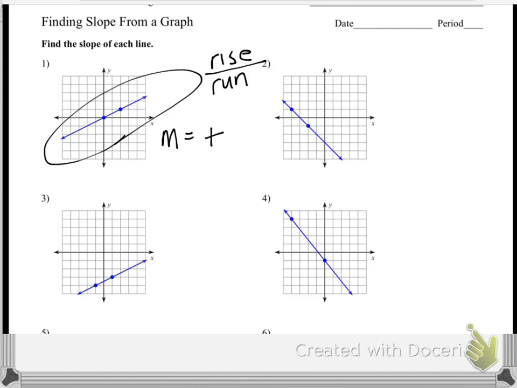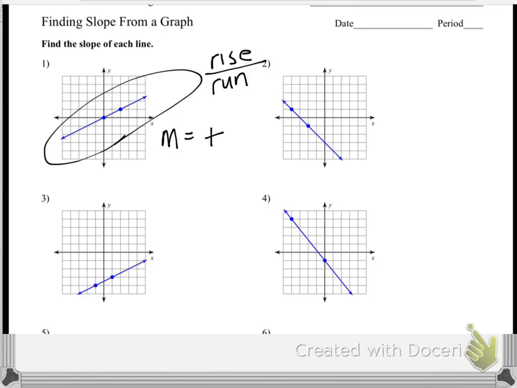So let's go from the bottom one to the top. What do I rise? What's my vertical movement to get level with that point? It's a movement of 1. I only have to go up 1 unit to be level with the point I'm trying to get to. And then how many over do I have to go? 1, 2. So I have a rise of 1 and a run of 2. And again, I'm a positive slope.